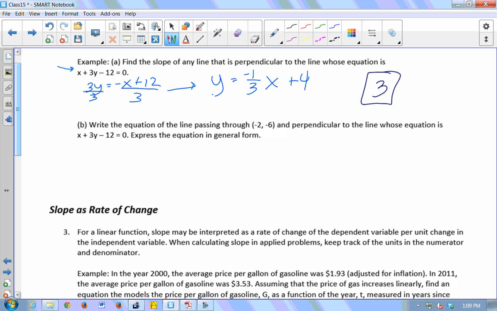Okay, so now that you have the slope, I want you to write the equation of the line that passes through -2, -6, and is perpendicular to that line. So we now know its slope. Being perpendicular to this line means it has slope of 3, and it goes through -2, -6. So let's use point slope form.